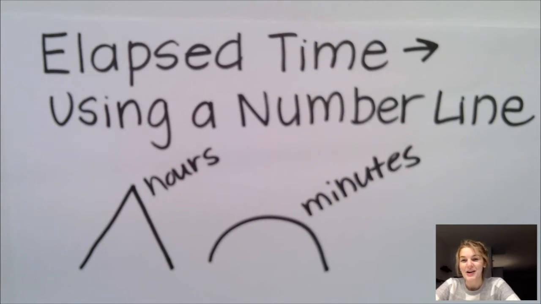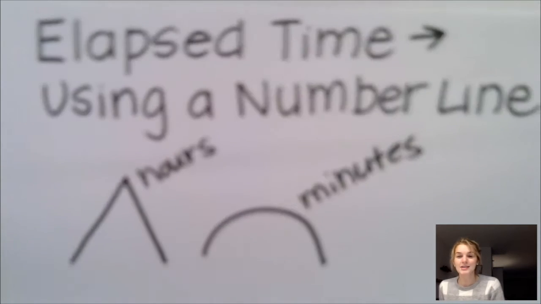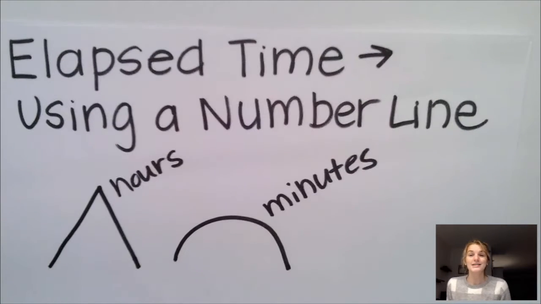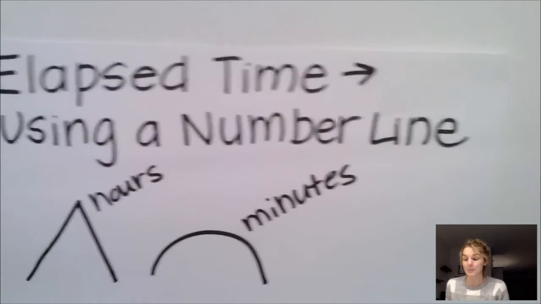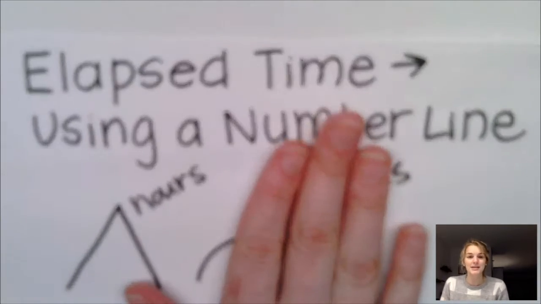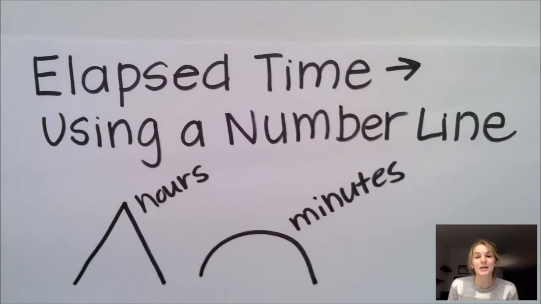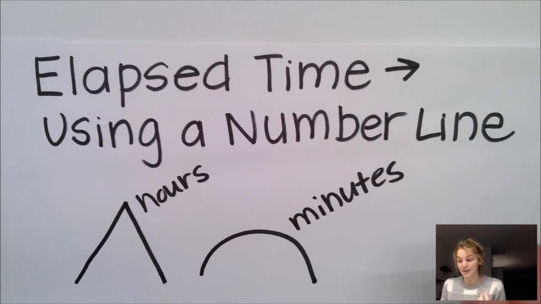Good morning, third graders. Today we're going to be talking about elapsed time. Now, we talked a little bit about elapsed time last week, and last week you used an actual analog clock to help you figure out how much time went by, how much time elapsed. This week we're going to use that same skill, but apply a different strategy. We are going to try to solve elapsed time problems using a number line.